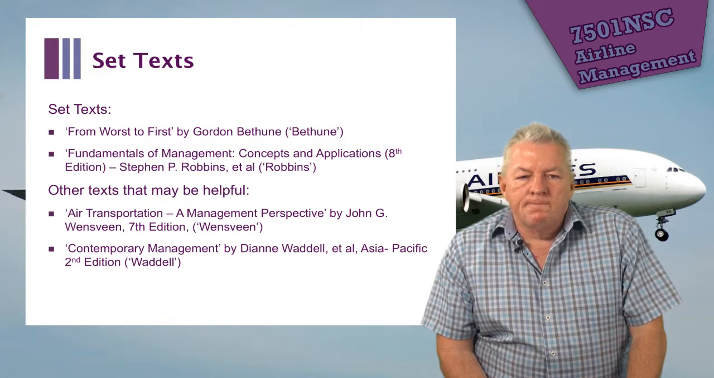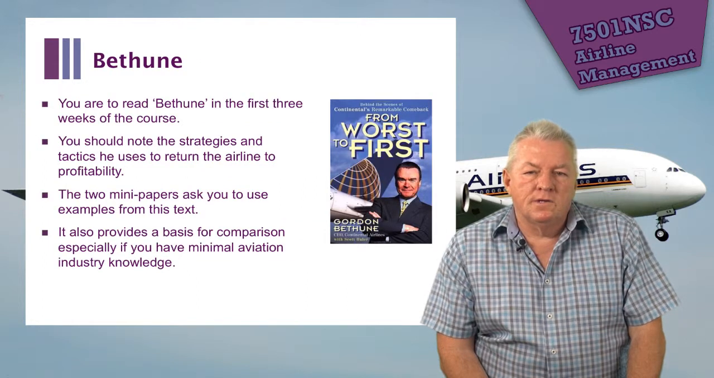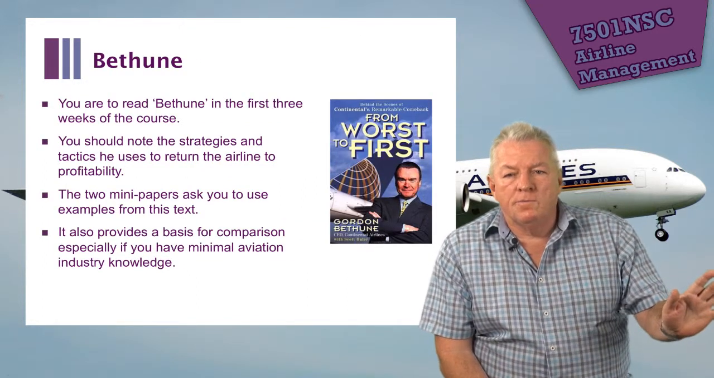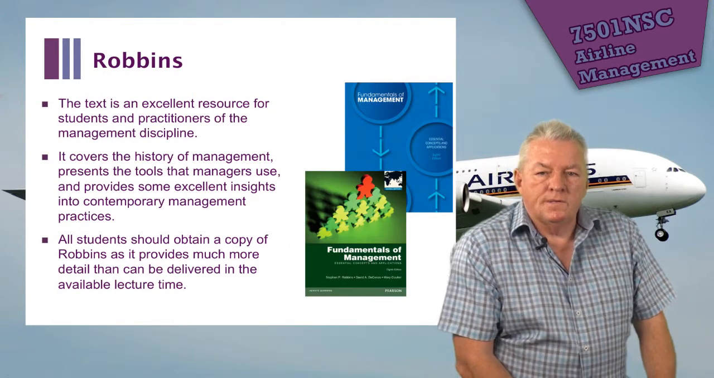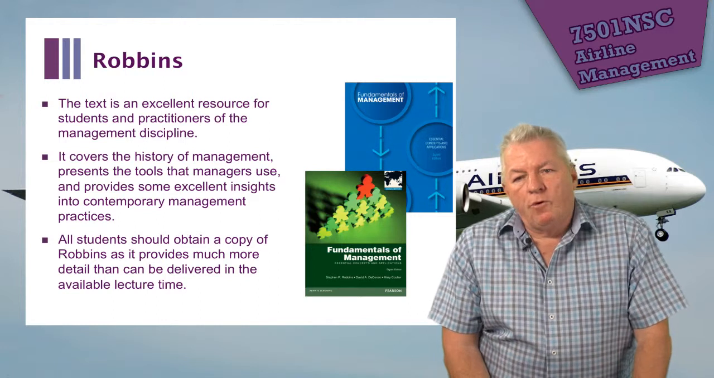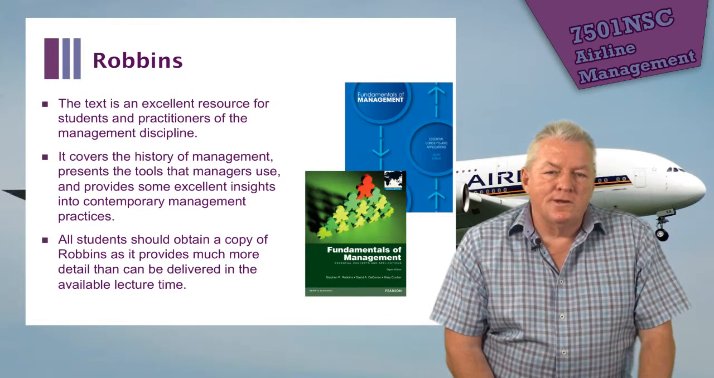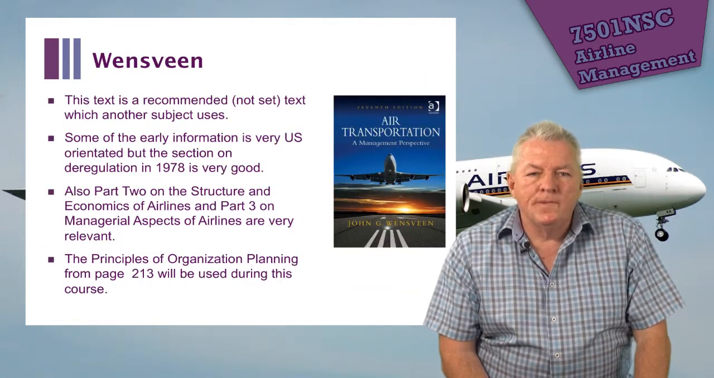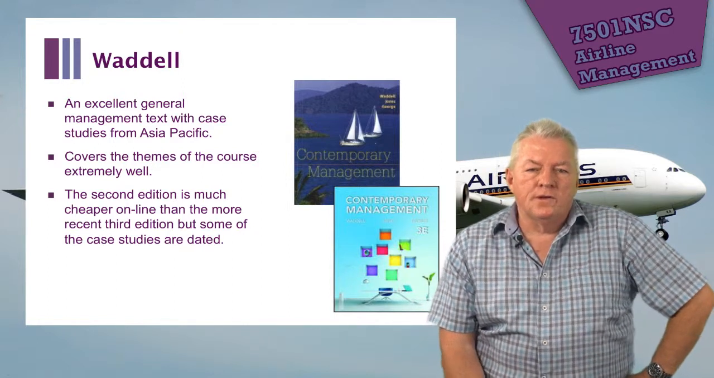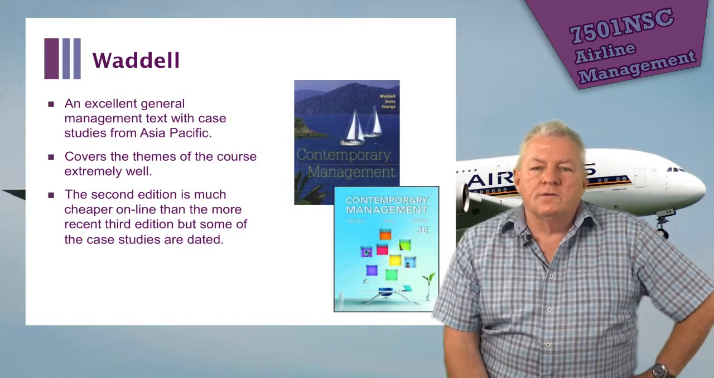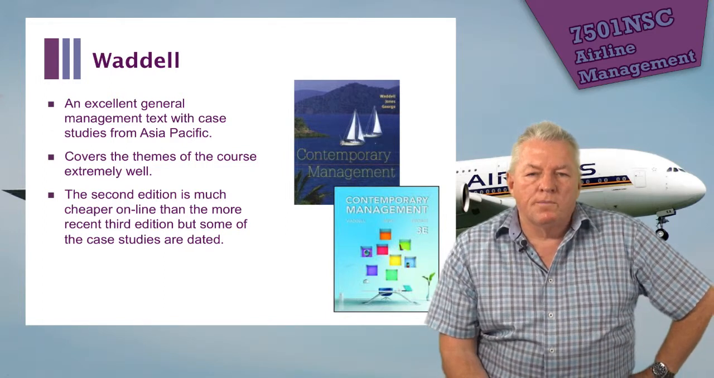The Asia Pacific one, again, is a good reference. The 3rd edition is just on the street. What do they look like? This is from Worst to First. Its cover, Bethune. This is Robbins and some of the various forms that his books appear in, depending on whether it's the US, the international, or sometimes the Australian version. This is Vensveen, and this is Waddell. And again, the 3rd edition has just hit the streets, and it looks like that cover on the front. Well, bottom right of your screen.